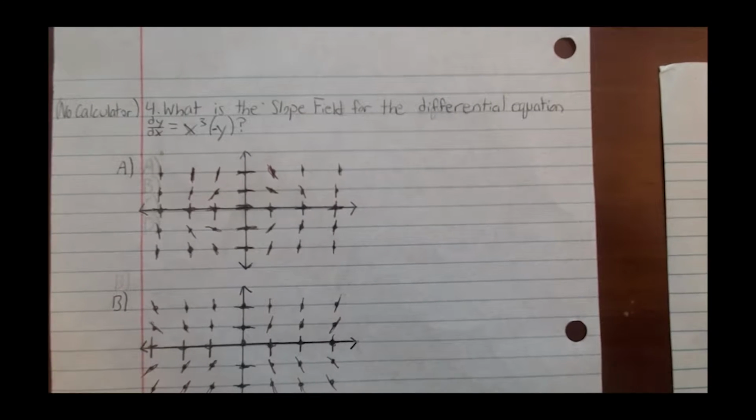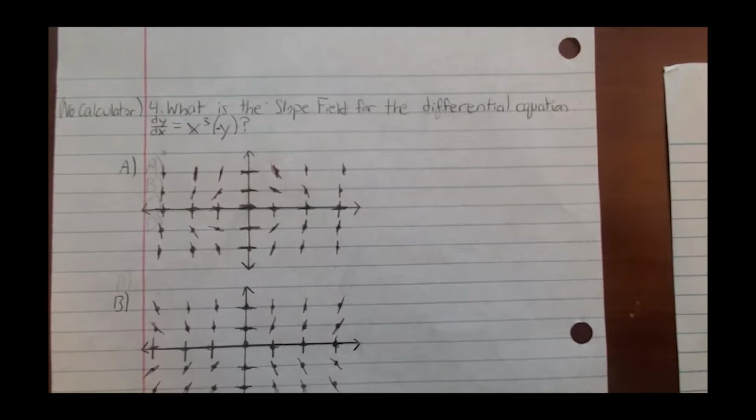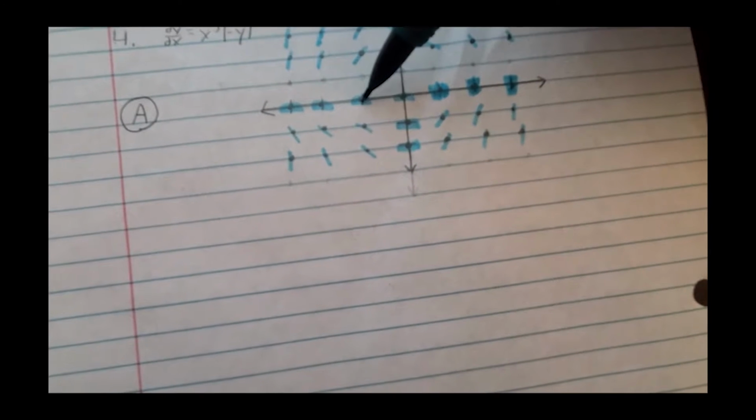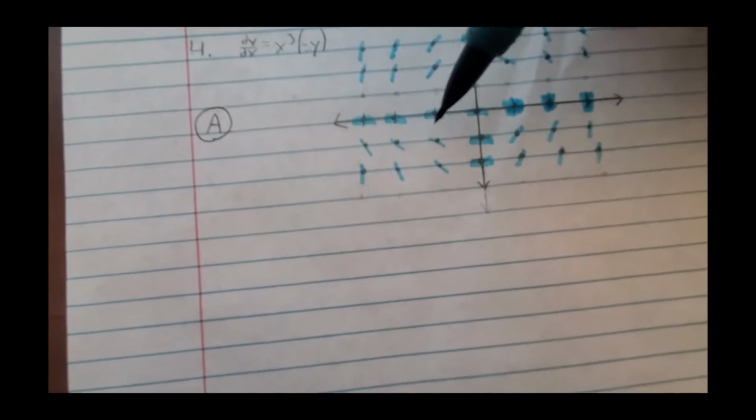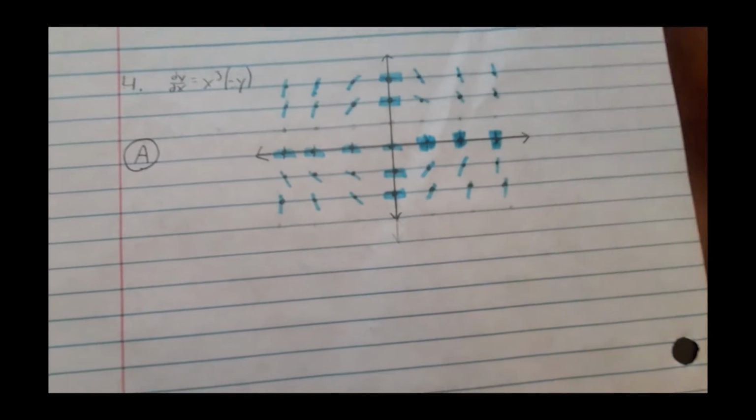This question is a no calculator question. It is a slope field differential equation for this one. So at each point, we're simply plugging in the x and y value at these points into the equation and finding out which slope there is. And this is how every slope would be if you plug in each point.